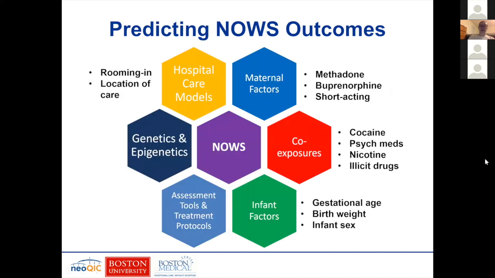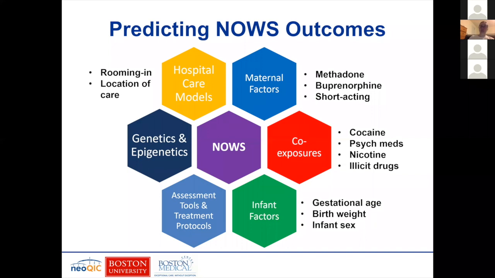So also thinking about all the other variables, there are so many in terms of predicting NOWS outcomes. And we've talked about a lot of these already, and just to go over some of the ones that we haven't mentioned yet. We talked a little bit about maternal factors, but in general, babies that are exposed to buprenorphine tend to have less severe withdrawal than those exposed to methadone. Those exposed to short acting, you would again expect the withdrawal to occur sooner.